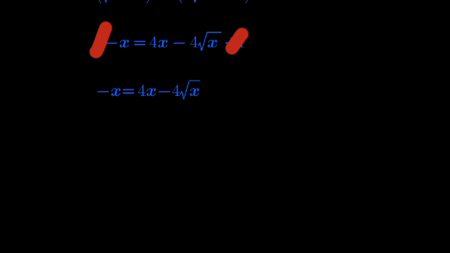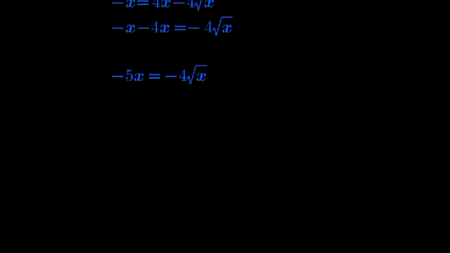Now the next thing we are going to do is to collect like terms, and this will give us minus x minus 4x is equal to minus 4 square root of x. Now when we add that, we'll be left with minus 5x is equal to minus 4 square root of x. Now two minuses are going to cancel each other, and we'll be left with 5x is equal to 4 square root of x.